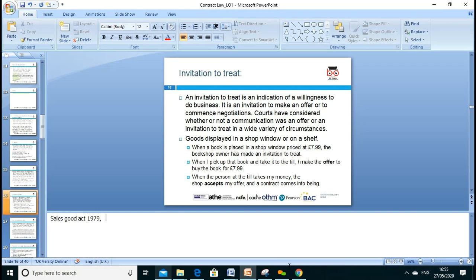So what you will do, under the Sale of Goods Act, anything you buy, if it's not fit for purpose, you have a right to return. Anything you buy, if it's not fit for purpose, you have a right to return. Any questions here? No, I'm just trying to have an understanding.